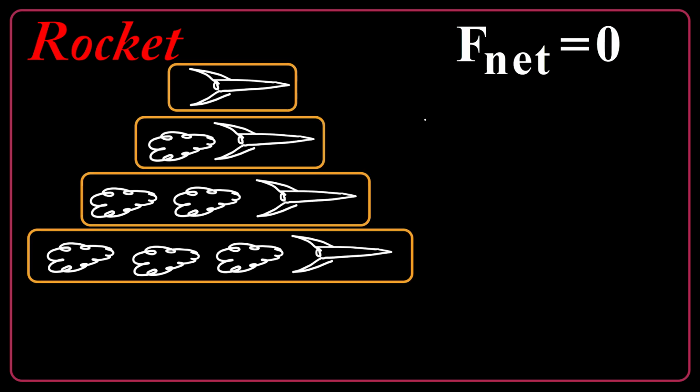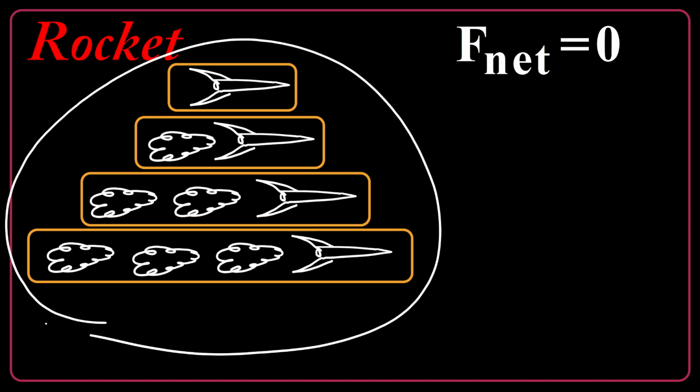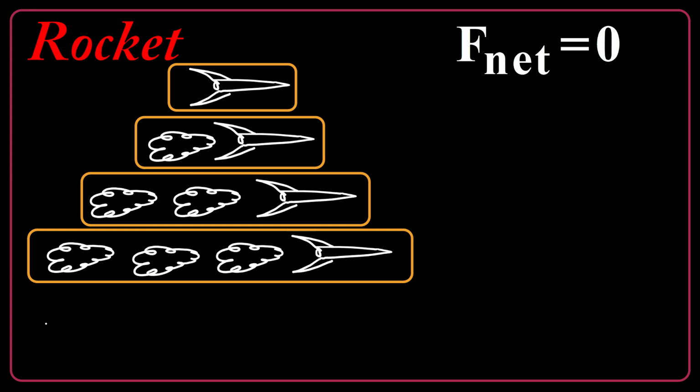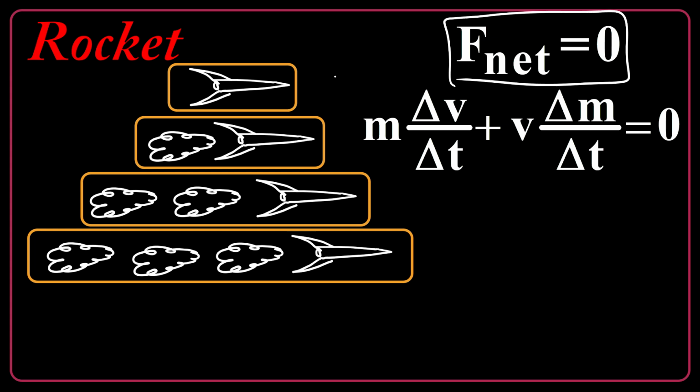Now let's consider the aforementioned equation in this case. I can hold it here just to remind you what I explained about the rocket. Confirming the total net force acting on the rocket is 0, I substitute that by m delta v over delta t plus v delta m over delta t, which is going to be 0. You know why.